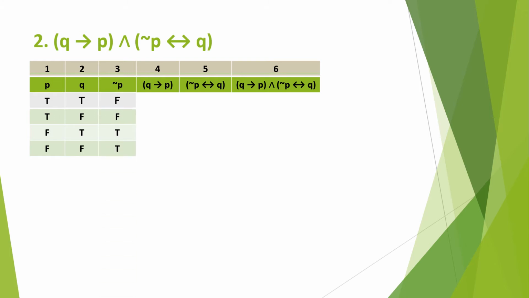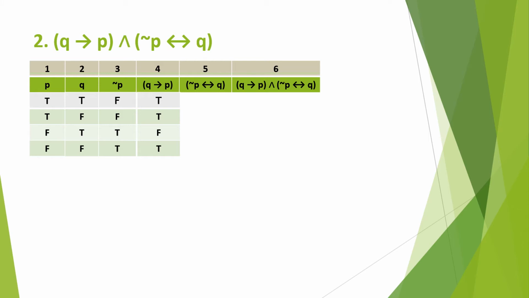Now in the fourth one we have Q implies P. Let's revise the rule for implication. The rule for implication is, only true implies false is false, otherwise the implication is true. But here we have Q implies P, so first we have to consider the second column and then the first column. So it is right to left. So considering that, the first one is true implies true, that is true. Second is false implies true, again true. In the third one we have true implies false, so that's why it is F. And in the last one it is F implies F, that is T again.